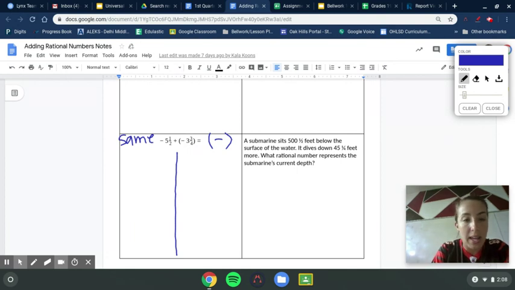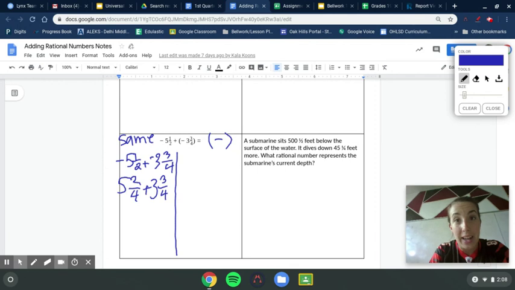So when I add them together, I have negative 5.5 plus negative 3 3/4. I can't add these fractions together because I don't have a common denominator. So I'm going to find a common denominator for 2 and 4. When I do that, I get 5 2/4 plus 3 3/4. Now I can add them together.